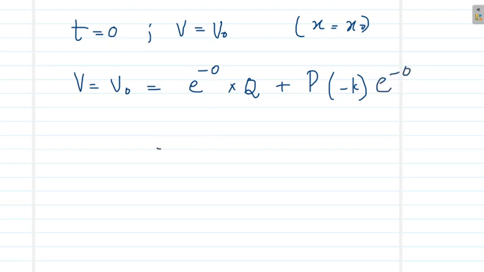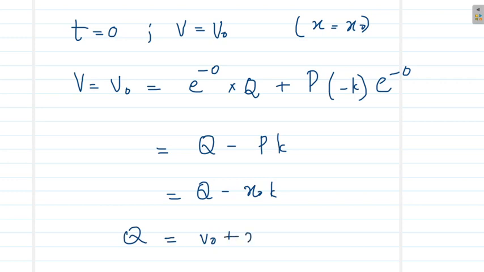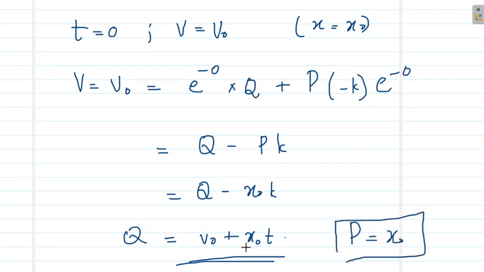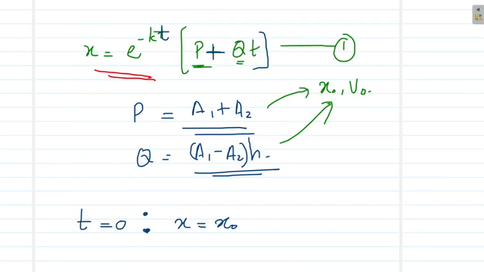E raised to 0 is simply 1. So this is q minus pk, and we know p is x0, right? So this is q minus x0 into k, or this implies q is equal to v0 plus x0 into t. So p is simply x0 and q is equal to v0 plus x0 into t. These are the values of two constants that we had in our equation.